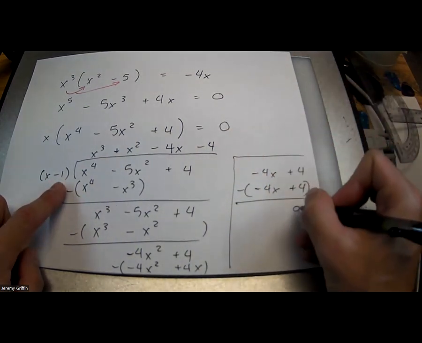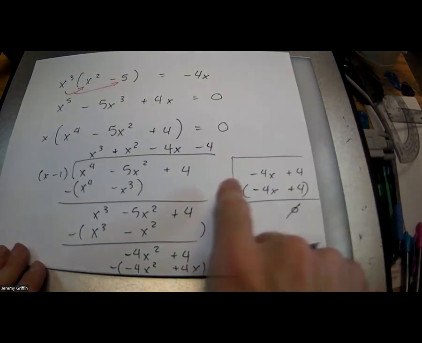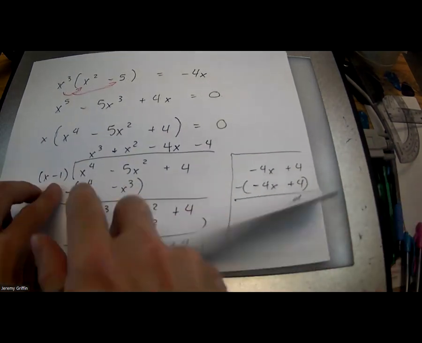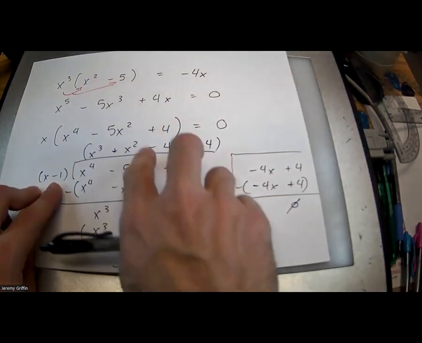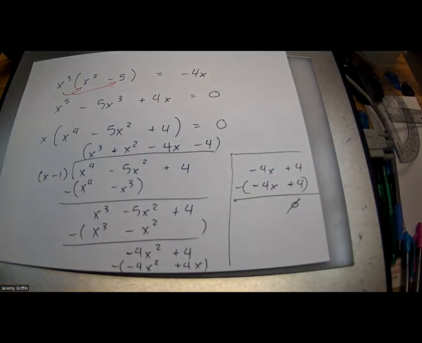Subtract, 0. The fact that there's no remainder means that this times this brings you back to the original statement. Okay, and then you could also factor out an x minus 2, and that would also work. So a little bit overkill on that one, but all right.